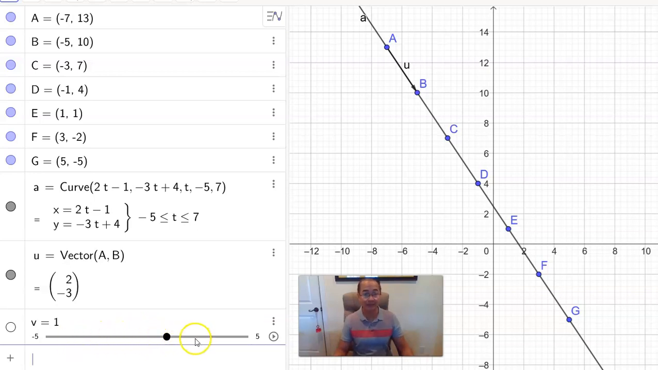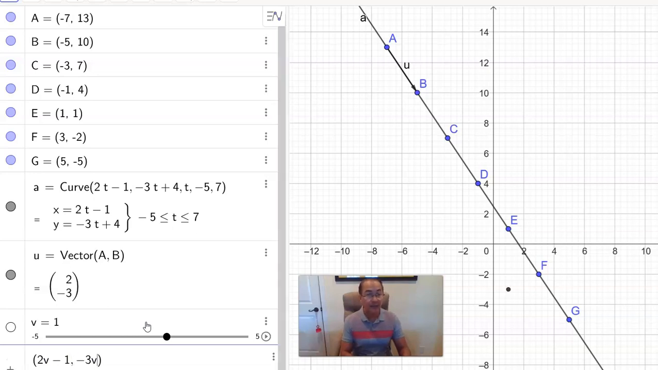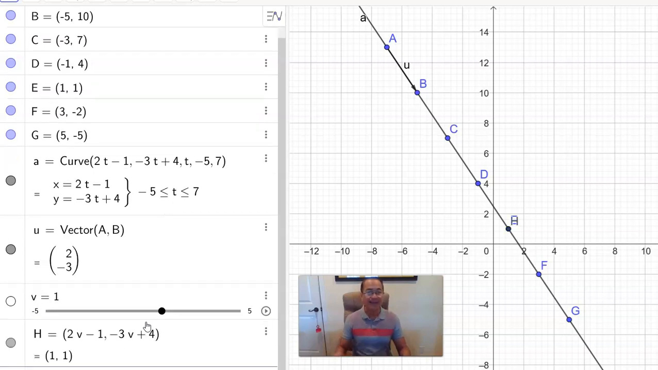That's called a slider. So here's what we're going to do. We are going to make another point, but this time we're going to input the parametric equations using the letter V as our parameter. So we will have 2V minus 1, comma, negative 3V plus 4. I hope this works. Yes. And right now, H is over there.